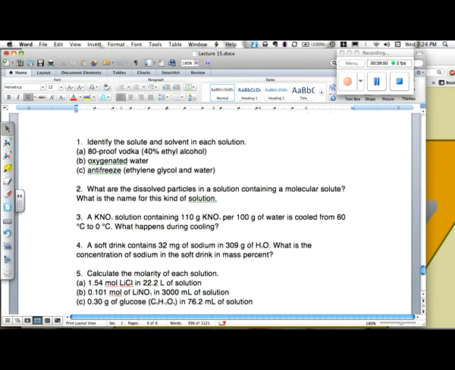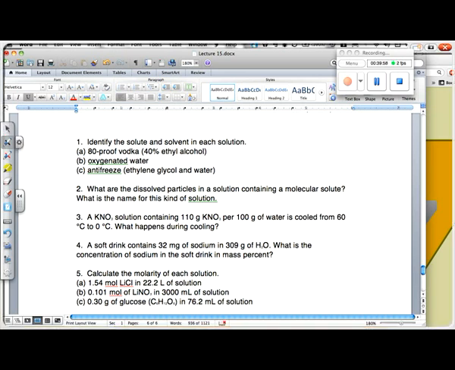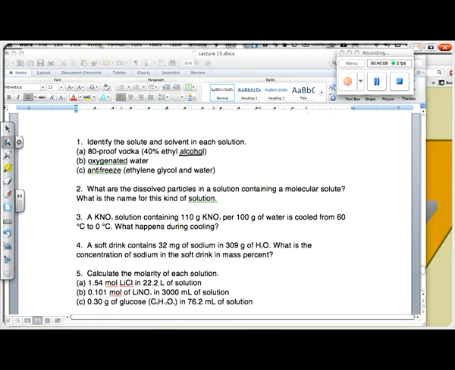Number 1, identify the solute and solvent in each solution. So 80 proof vodka. I never understood why, when it says 80 proof, that it's half of that. It's 40%. So if it's 40% ethyl alcohol, what's the solute? The solute is the alcohol, and the solvent is the water. Oxygenated water: water is the solvent, and oxygen is the solute, because it's there in the smaller amount.